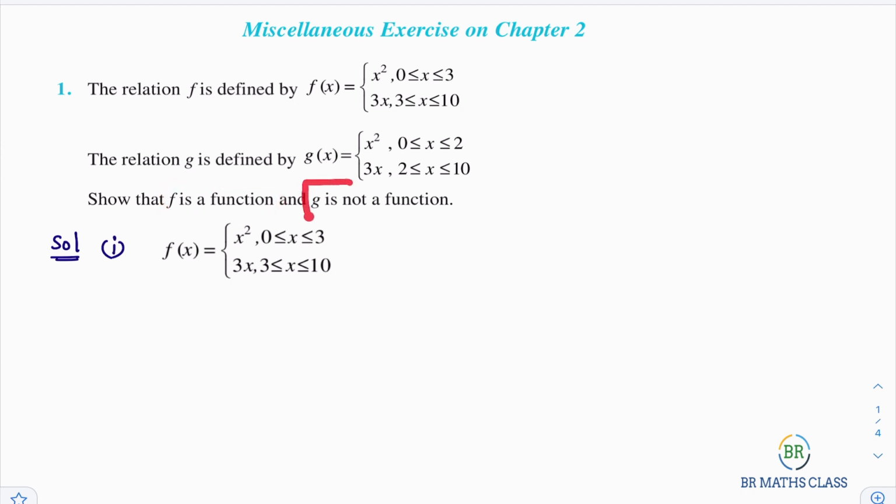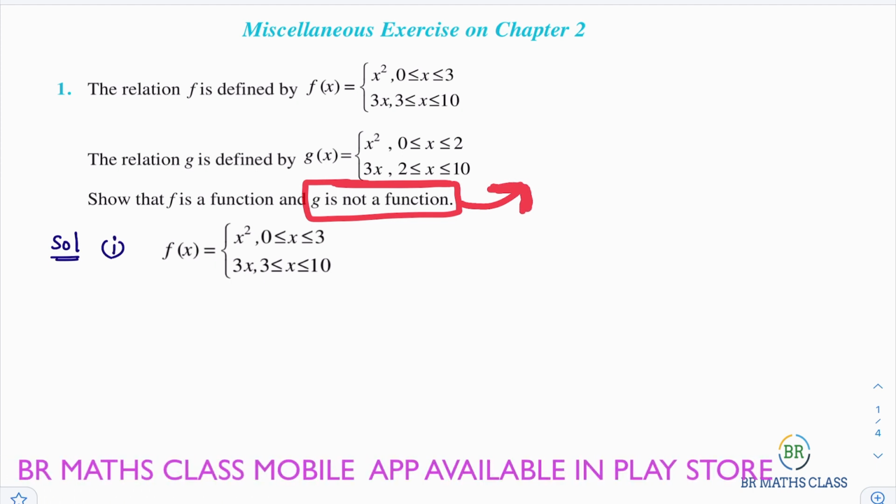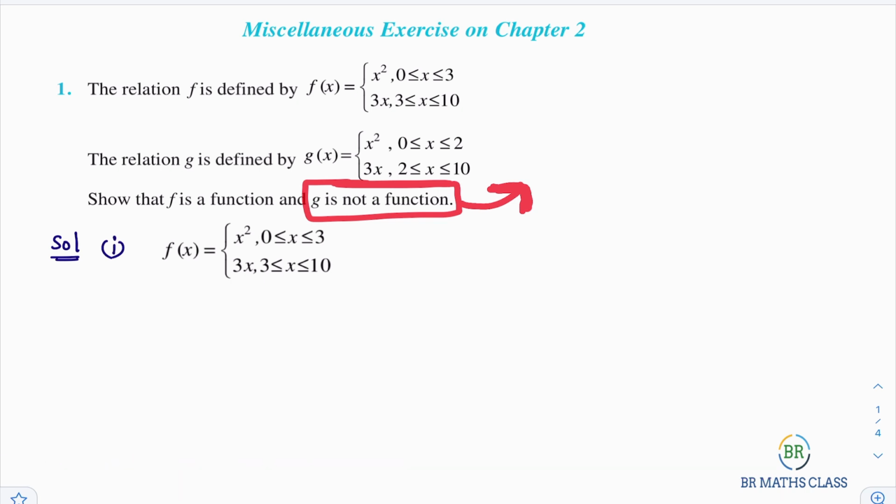When they are asking us to show that g is not a function, proving not a function is very easy because by giving a counter example, like for so and so elements, the function property failed. That's why this is not a function. Whenever, in the functions chapter, you prove it is a function, you have to be very careful. When you are trying to prove that it is not a function, a counter example is enough, right?